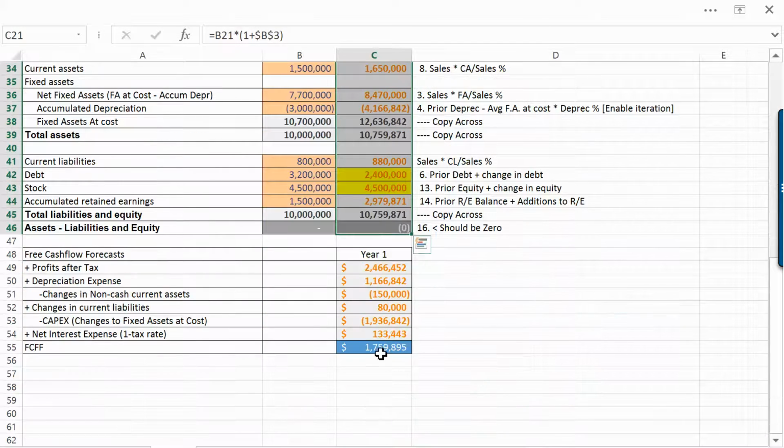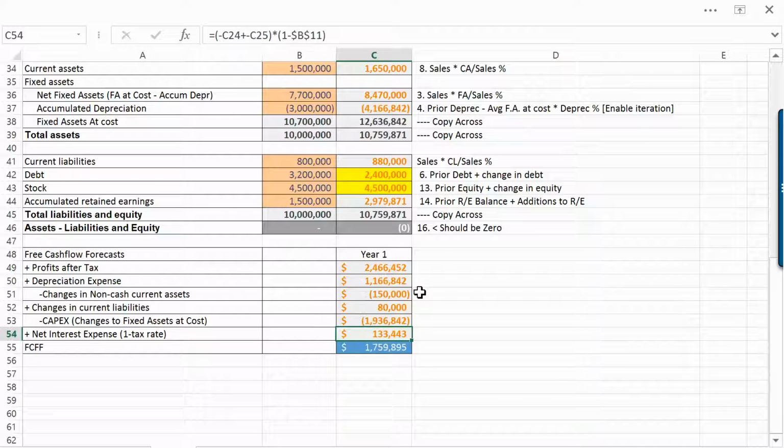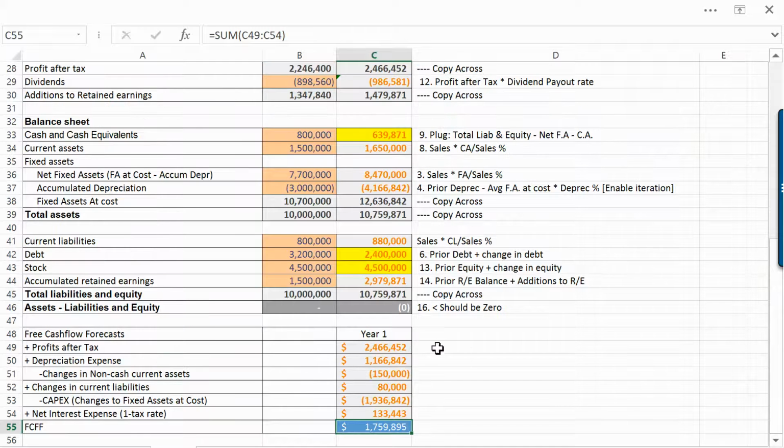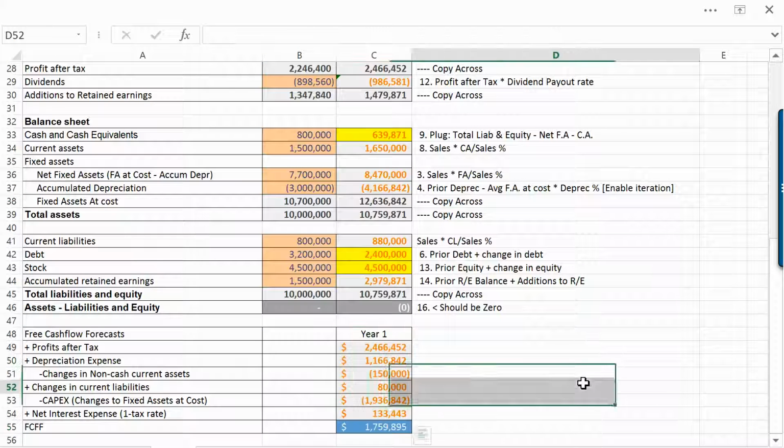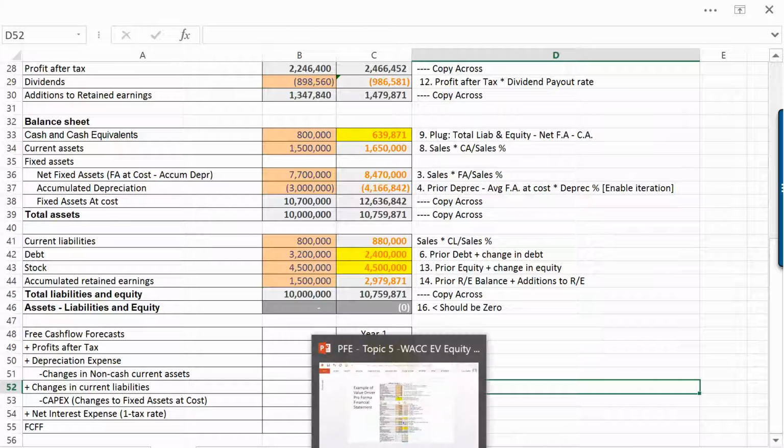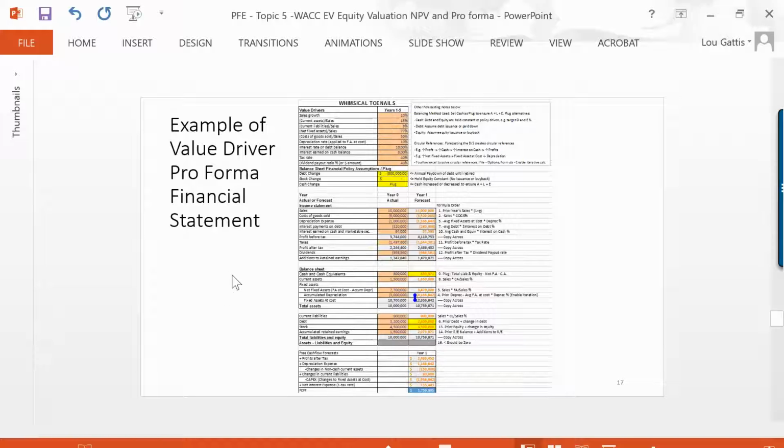And if I need to forecast free cash flows of the firm, I can just take those items, profits, depreciation, changes in working capital, minus CapEx, add back interest, and I can get to free cash flows of the firm. Now I can do this for a project, or I can do this for the total firm, and I can extend this to many years and take the present value as the value of the company. So I just want to expose you to a value driver model, or a pro forma financial model.